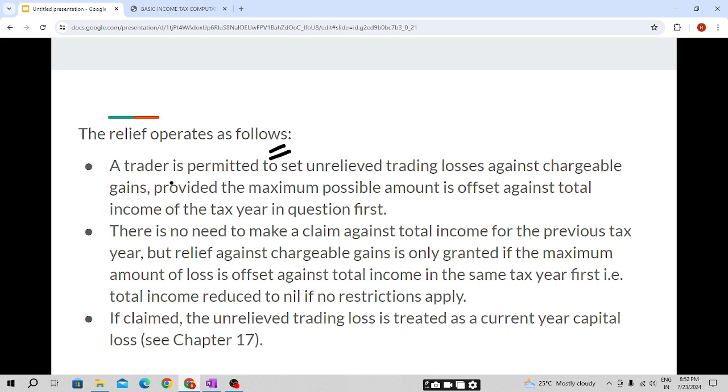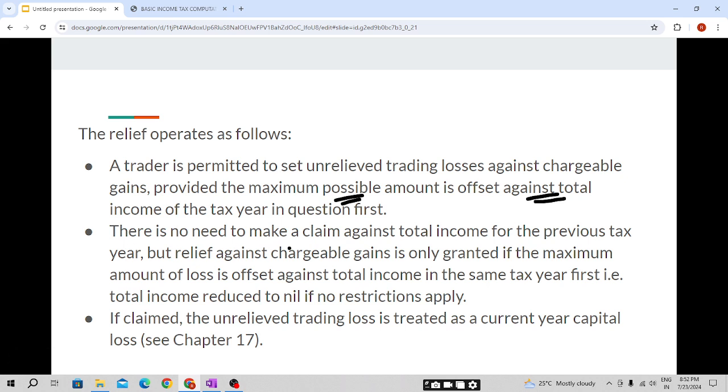Relief operates as follows. A trader is permitted to set unrelieved trading losses against chargeable gains, provided the maximum possible amount is offset against the total income of the tax year in question first. That means, students, first we need to set off the loss against the total income, the maximum possible amount which we can set off. We will be studying what the maximum amount is that we can set off. So first claim against the total income, then chargeable gains will be available.